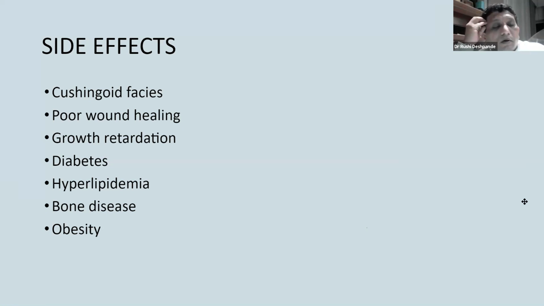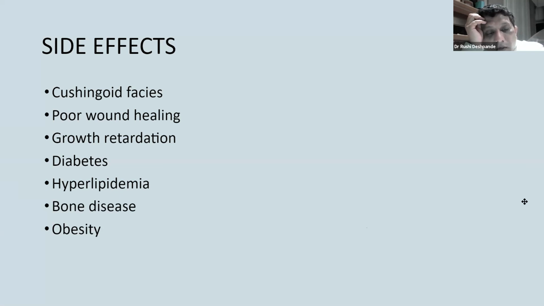Poor wound healing, because the effect on the dermis is well known. Growth retardation, particularly when you're doing it in younger children who have not yet reached puberty. In these transplants, you would like to use less steroids to prevent growth retardation. Diabetes, hyperlipidemia, bone disease. AVN particularly is one of the worst ones, in addition to your osteoporosis.